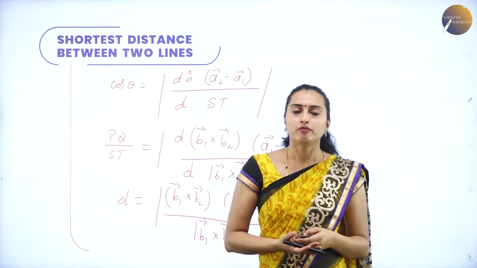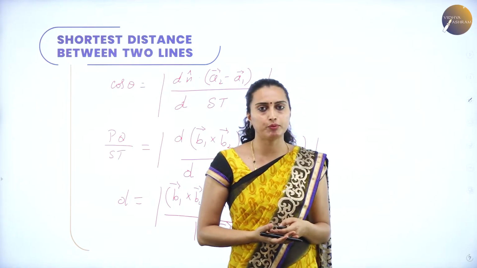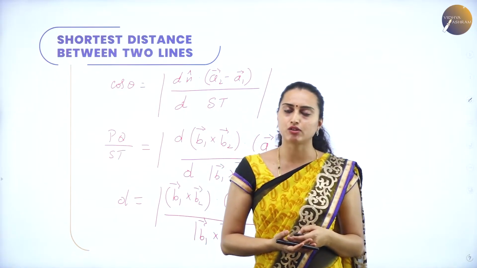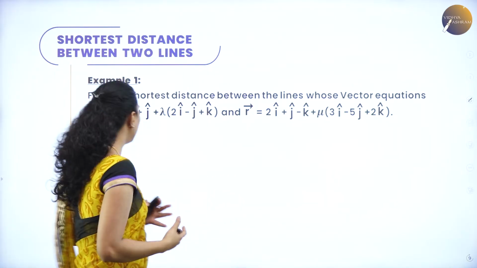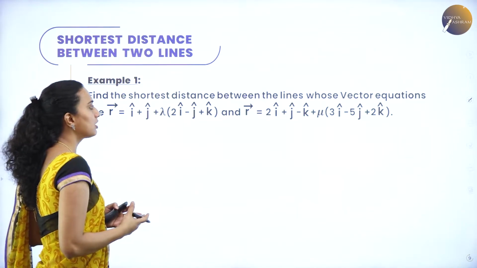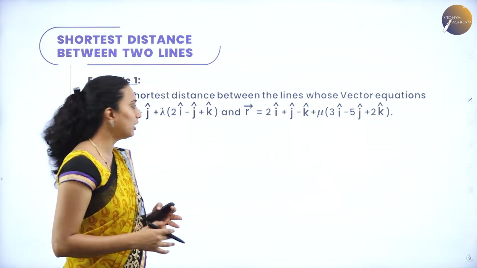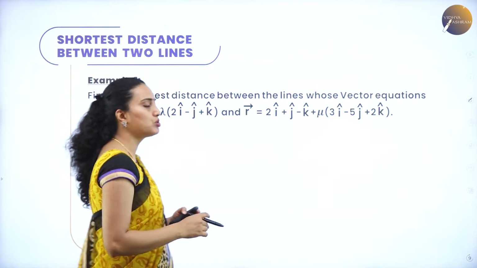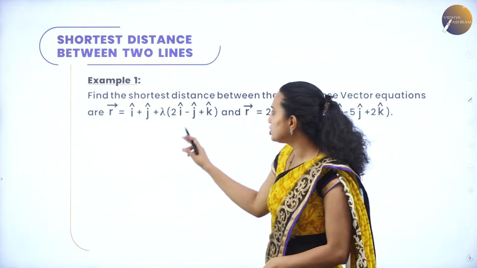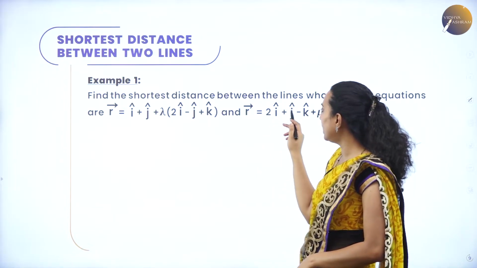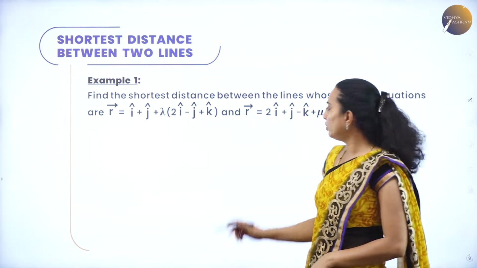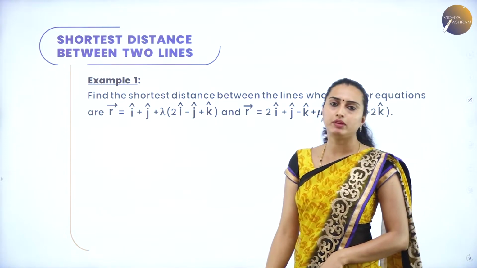Okay, now we'll be moving on to solving the problems based on this formula. We'll be moving on to the problems they have asked. Find the shortest distance between the lines whose vector equations are r vector is equal to i plus j plus lambda into 2i minus j plus k, and r vector is equal to 2i plus j minus k plus mu into 3i minus 5j plus 2k.